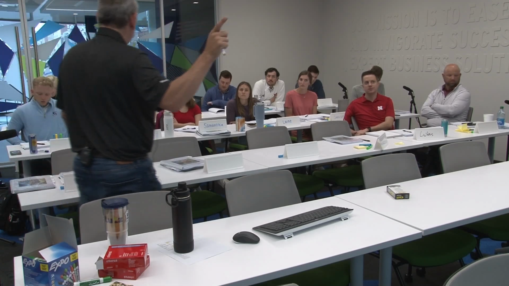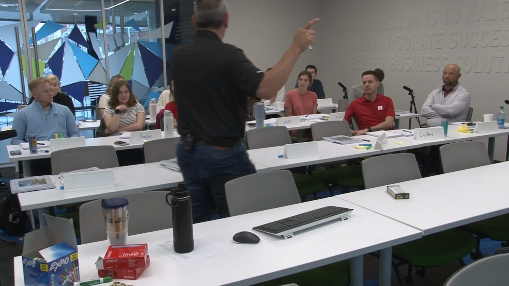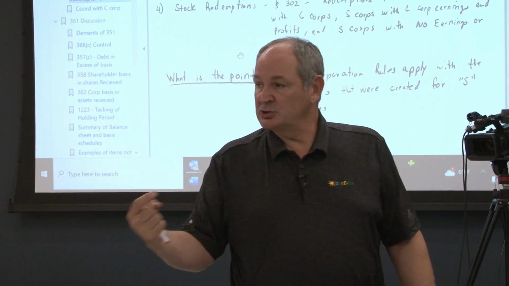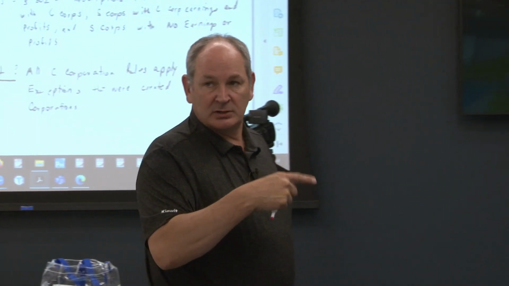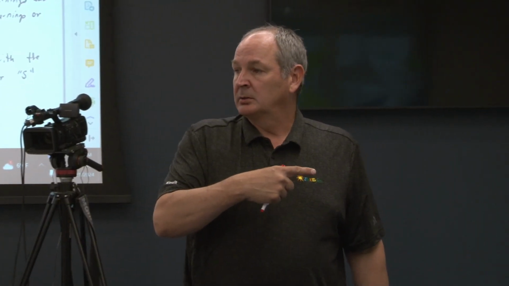Trent, what's 302 do? Help us. You're supposed to say diagnose. Diagnose sale of stock or distribution. Whether it's distribution or sale of stock. Okay? How much did Jack own? How many shares did Jack own prior to the redemption? How many did he own after?